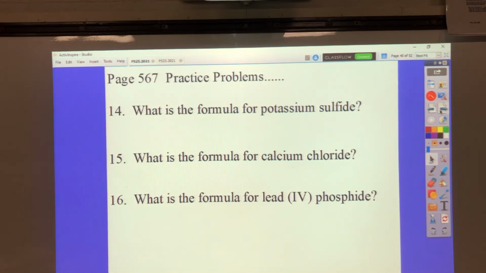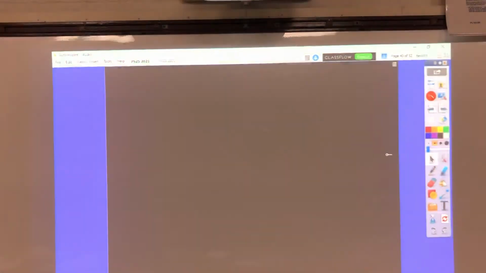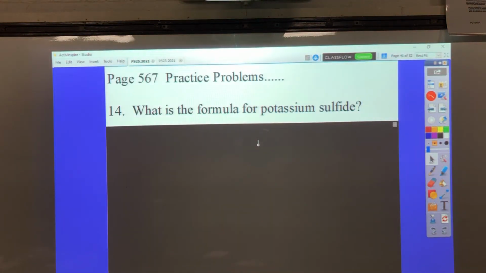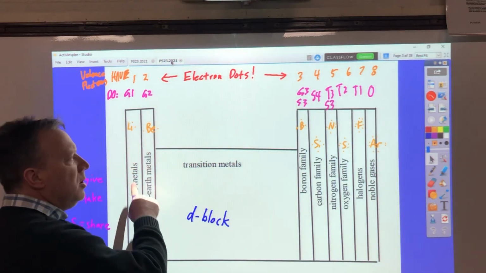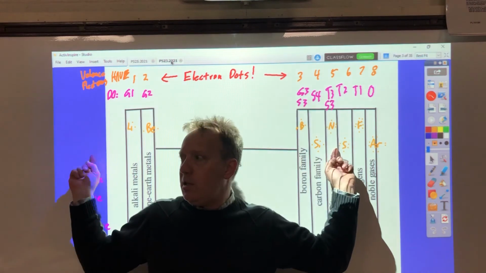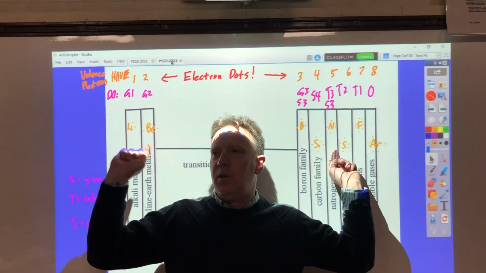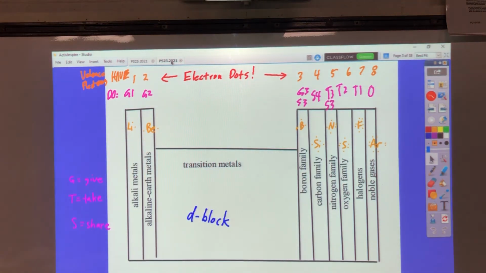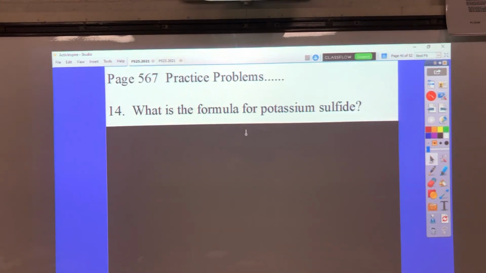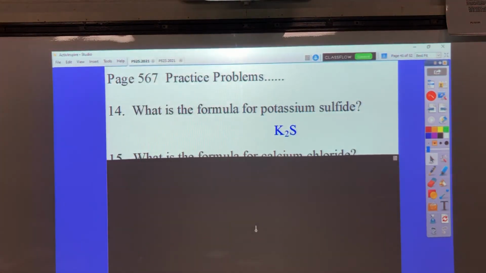Okay, now we're going to do 14, 15, and 16, which is harder. We're coming up with chemical formulas. What is the formula for potassium sulfide? Well, K is here, down below lithium. Sulfur's here under oxygen. K is +1, oxidation number, giving 1. Sulfur's taking 2. This is not a match. So I have to have another potassium. It's got to be K2S.